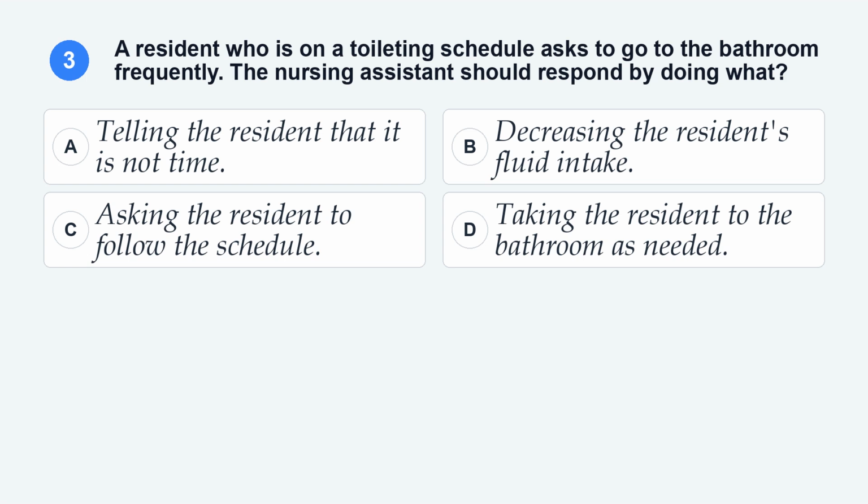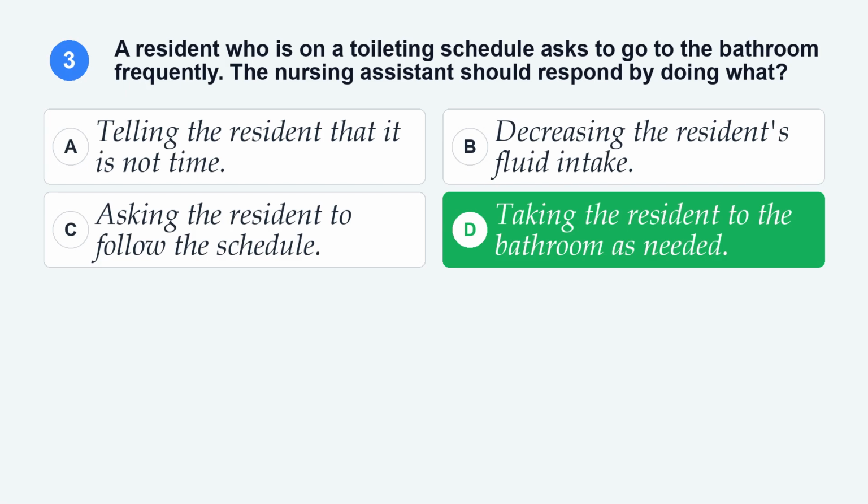Question 3. A resident who is on a toileting schedule asks to go to the bathroom frequently. The nursing assistant should respond by doing what? Option A. Telling the resident that it is not time. Option B. Decreasing the resident's fluid intake. Option C. Asking the resident to follow the schedule. Option D. Taking the resident to the bathroom as needed.